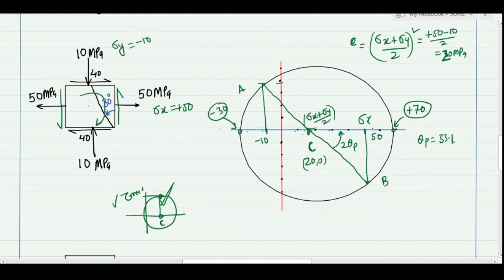Similarly, if I want to find the maximum shear stress, this top point is corresponding to maximum shear stress, and in the given case it is at a value of plus 50. Similarly, this point is corresponding to a value which is minus 50. That means the maximum shear stress is plus minus 50, and you can find the position of the maximum shear stress plane. For that, you have to measure this angle. This angle represents 2 theta s, and when you measure this angle and make half of that value, you will get the value of the maximum shear stress plane.